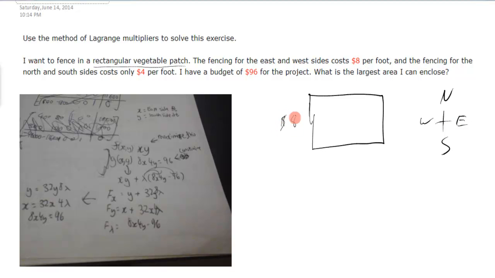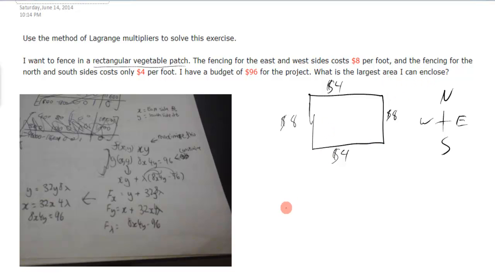So this side is $8, this side is $8 per foot. The fencing on the north and south is $4 per foot, $4 per foot. You have a budget of $96. What is the largest area that you can enclose?